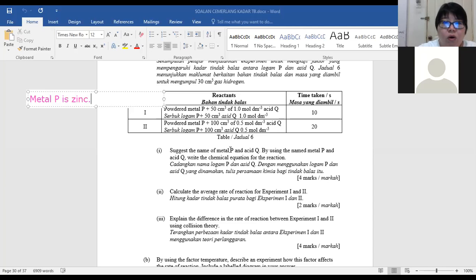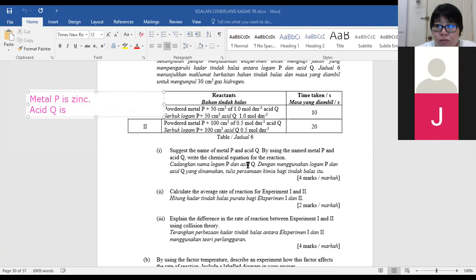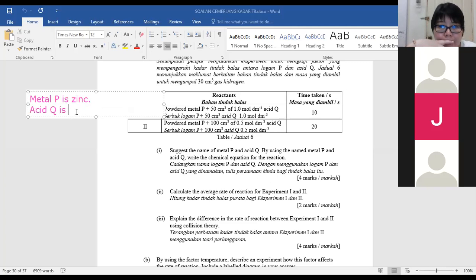Now who can tell me what is the acid Q that you are using? Shall we hear from Vaishnavi? What is the acid Q? HCl, teacher. Hydrochloric acid. Joseph, are you using hydrochloric acid? Teacher, if I use magnesium, can? Okay, if you are using magnesium, can.